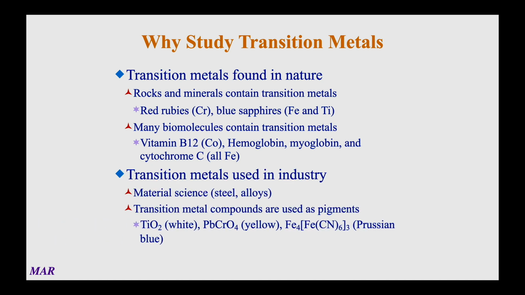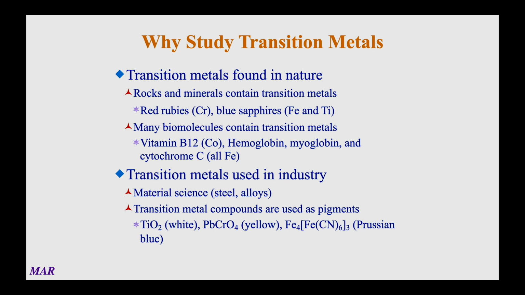In industry, transition metals are used a lot. Steel is essentially a mixture of iron and carbon, and a lot of the alloys used in industry have different types of transition metals. The pigments that are used are all over the place, but one of the more common ones is, quote-unquote, titanium dioxide, and I hate that name. It really should be titanium four-oxide, but that's my own personal problem.